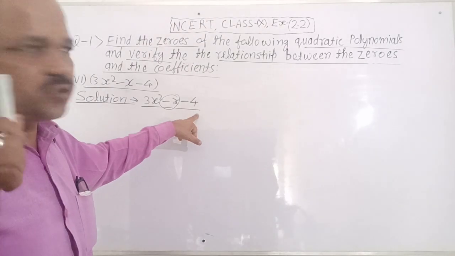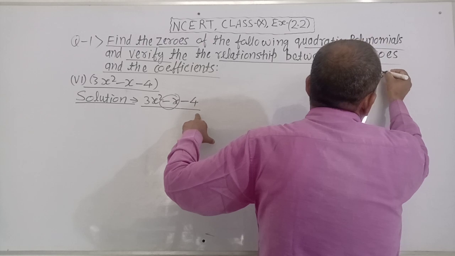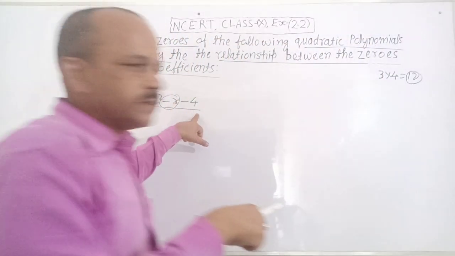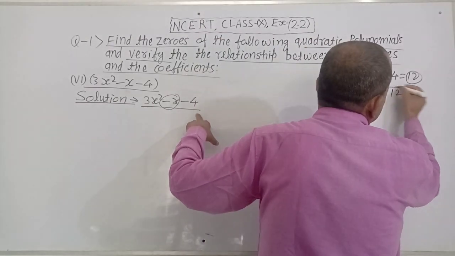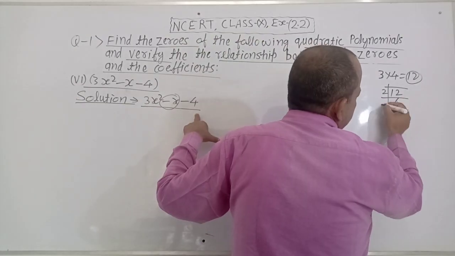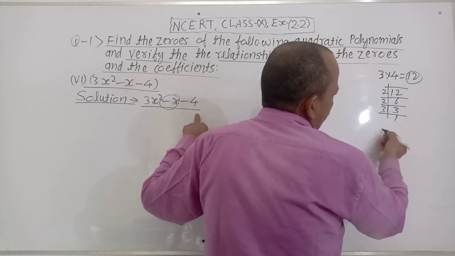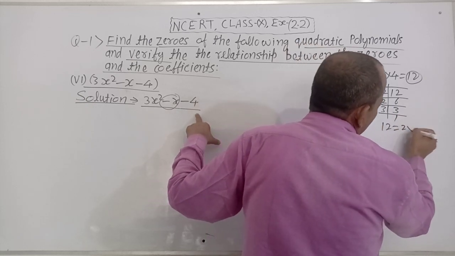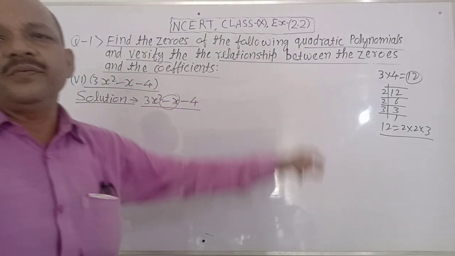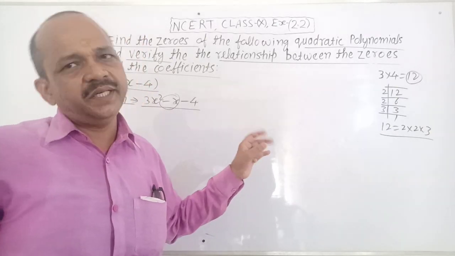Here 3 and here 4. You multiply 3 and 4. 3 multiply 4 equal to 12. Now you factorize 12. You divide by 2, you find 6. 6 divided by 2, you find 3. 3 divided by 3, you find 1. It means 12 equal to 2 multiply 2 multiply 3. It is factor of 12. Factor of 12 is clear? No confusion about it? Very good.